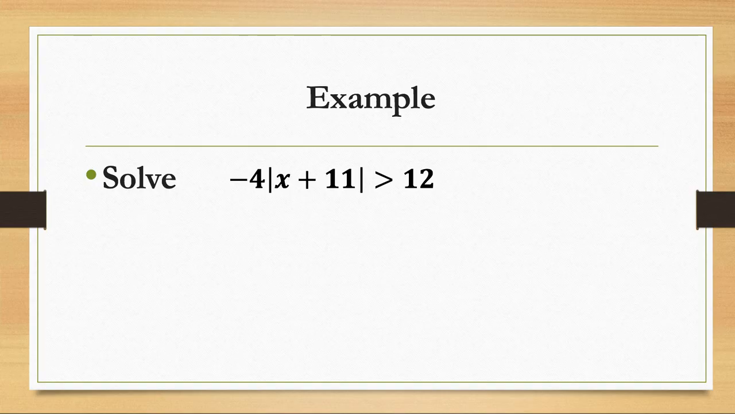And I note that the negative 4 is multiplied on to the absolute value, so I know that to get rid of it, to undo it, I'm going to divide both sides by negative 4. So that's going to cause those negative 4's to cancel on the left, and it's just going to leave me the absolute value.